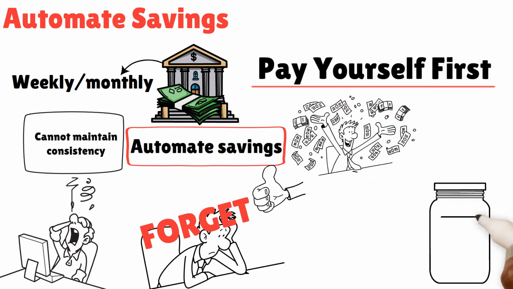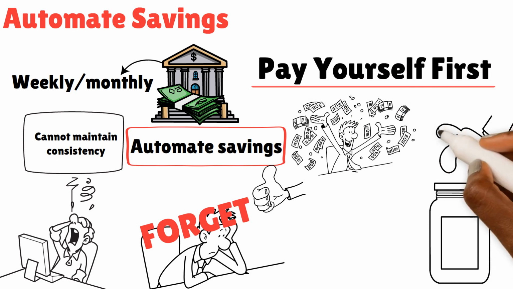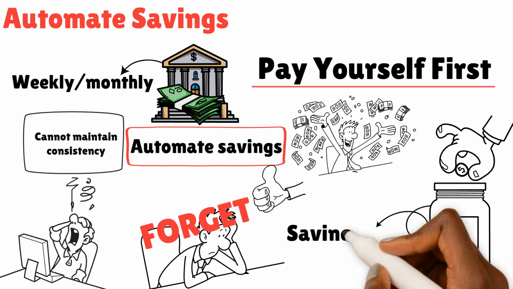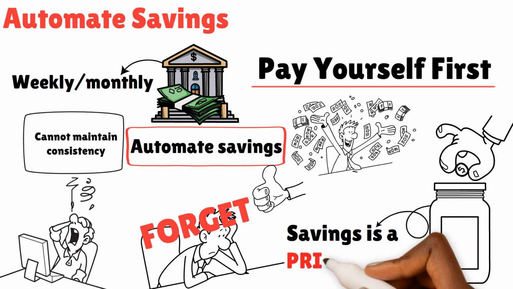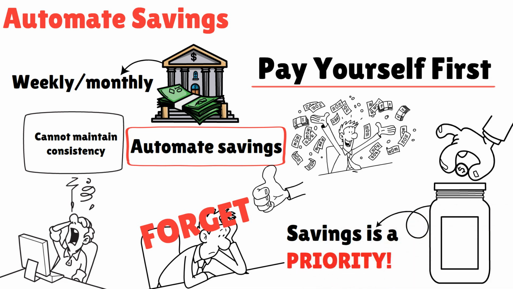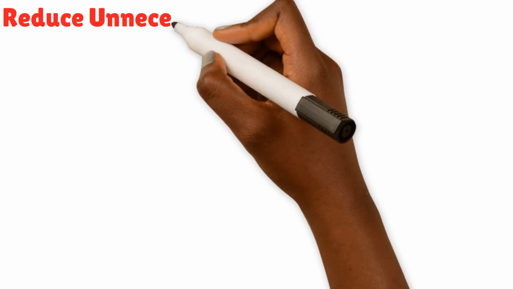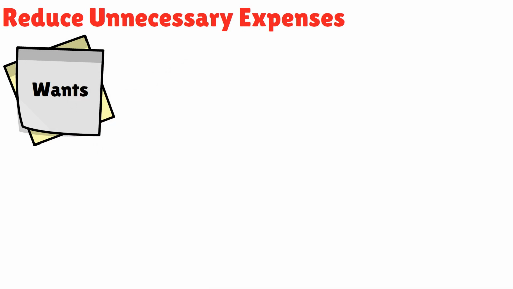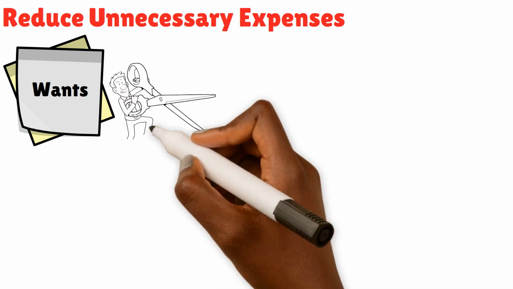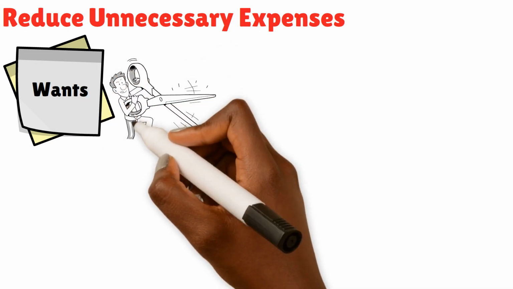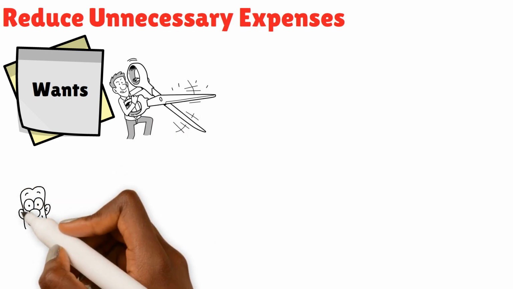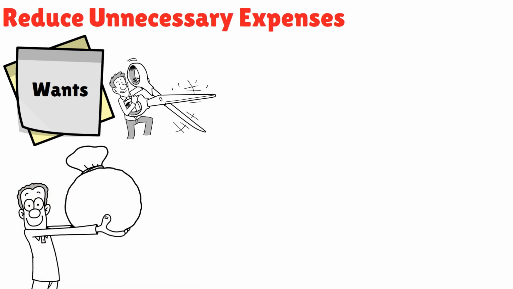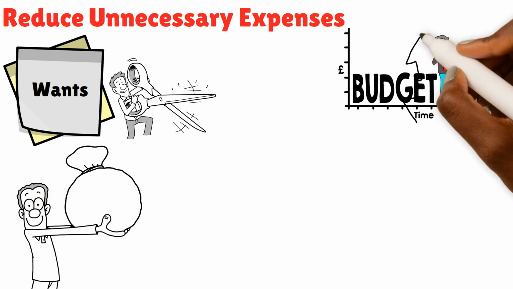Instead of saving after covering your expenses, you prioritize saving by making it the first financial action you take when you receive your income. By doing so, you ensure that your savings are a priority and not an afterthought. Reduce unnecessary expenses. By regularly reviewing your wants category and identifying areas where you can cut back without compromising your happiness or well-being, you can free up more money for savings and important financial goals. Otherwise, impulsive expenditures can quickly mount up and wreck your budget if left unchecked.